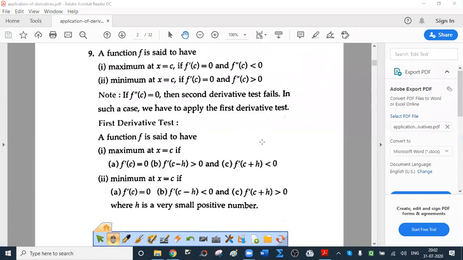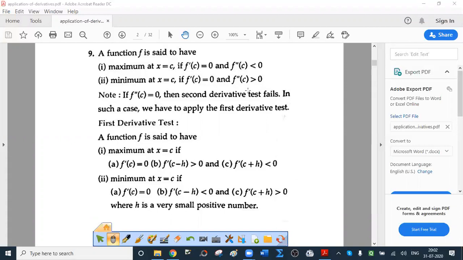We start with the concept of maxima and minima. A function f is said to have a local maximum at x equal to c. We already discussed this. If f dash of c equal to 0 and f double dash of c is less than 0, a function f is said to have a local minimum at x equal to c if f dash of c is 0 and f double dash of c is greater than 0.